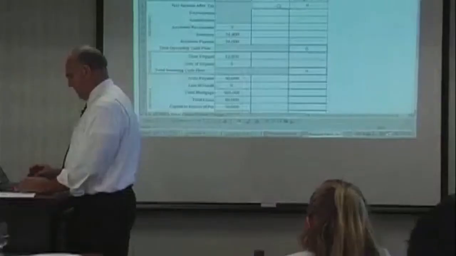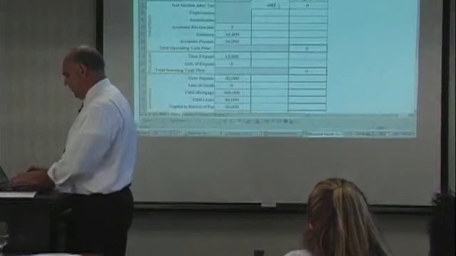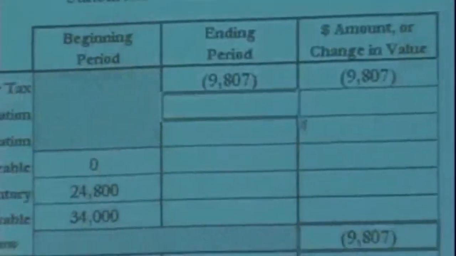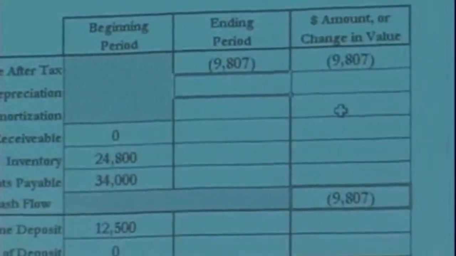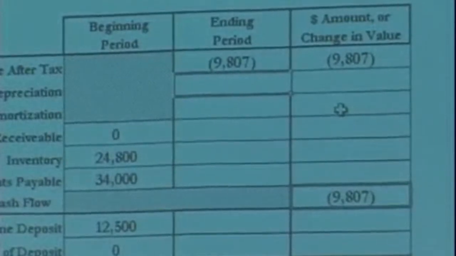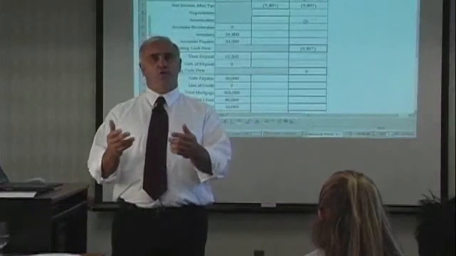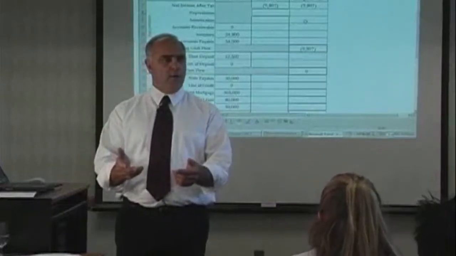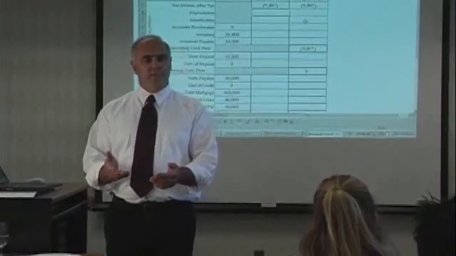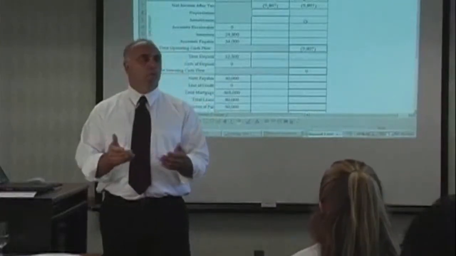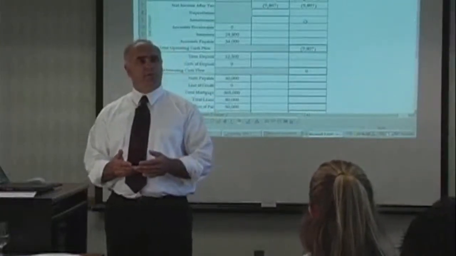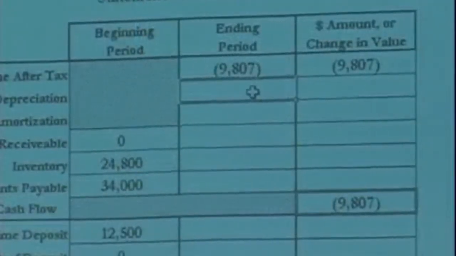We'll begin the indirect approach by entering the net income after tax for the first period, which is negative $9,807. Now recall that profits don't equal cash, but the indirect approach begins with the net income, whether it's positive or negative, and we add to that net income the other account activity that will either increase or decrease the amount of cash that's available to the operation.